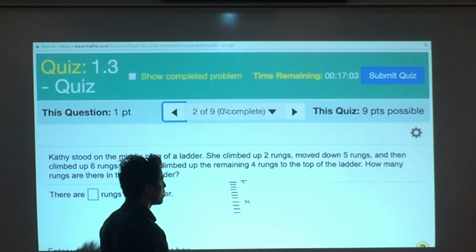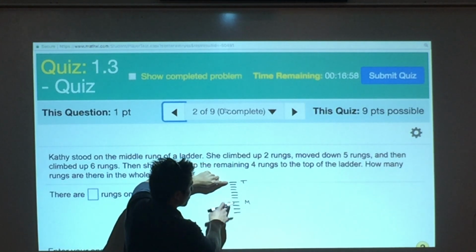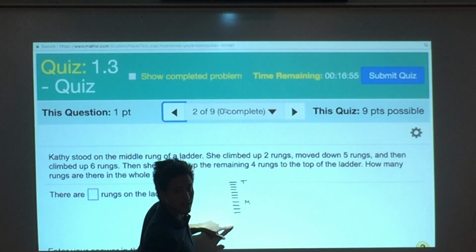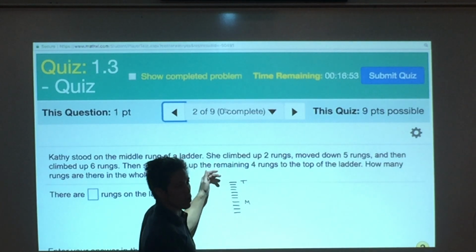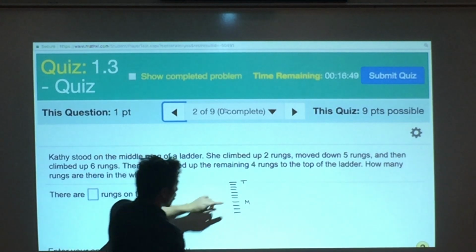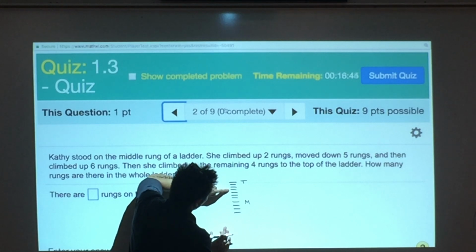That's not correct. So what we need to do is, if I know how many rungs are above the middle, now that I know it, I can count that up and make sure that's the same amount below, and then the total amount, that's how many rungs are in my ladder. Okay? So here's the middle. 1, 2, 3, 4, 5, 6, 7.